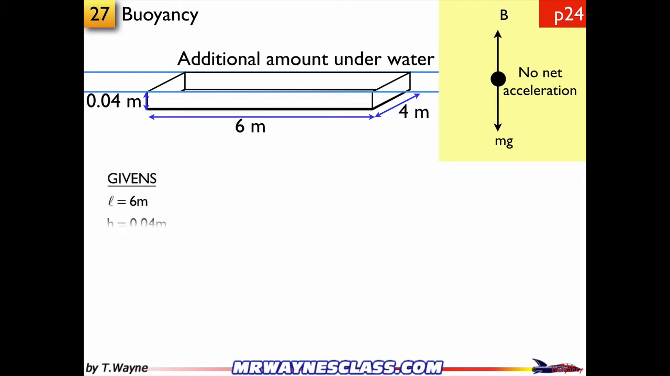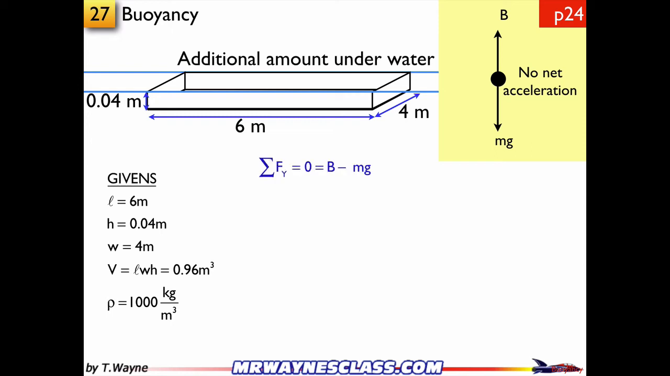Now let's list the givens that I know, which doesn't look like much. I know the dimension of the barge that's underwater, that's the hole that's created, and that's the volume of 0.96 meters cubed. Again, that's the hole that the barge created. And I know the density of water is 1,000 kilograms per cubic meter. Now let's look at the free body diagram.